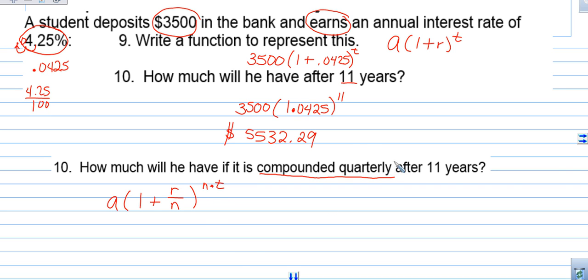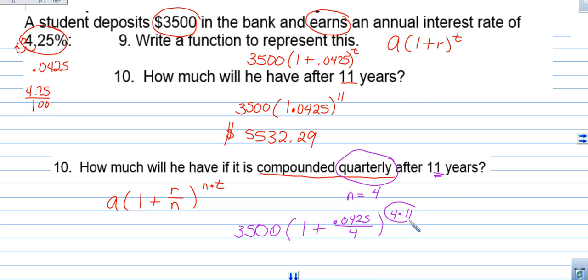And so when we look at the word quarterly, how many quarters are there in a dollar, or how many quarters do you have in a football game? It's 4. So the n in this case will be 4. And so we'll use all the same info from the question above, the 3,500, 1 plus, and then our r is still 0.0425, and then we'll divide it by 4, and then raise it to the 4 times, and then this one says 11, so we'll still use 11.